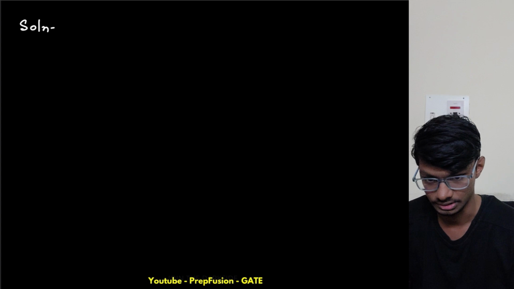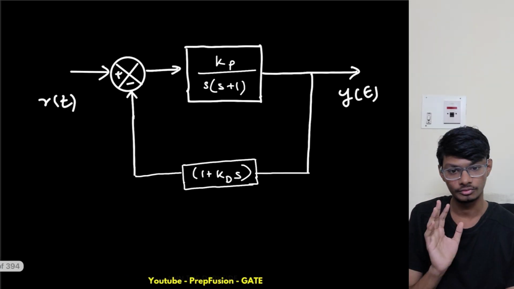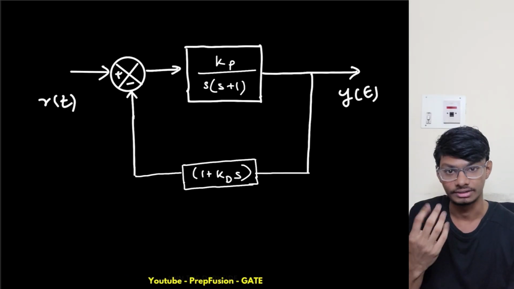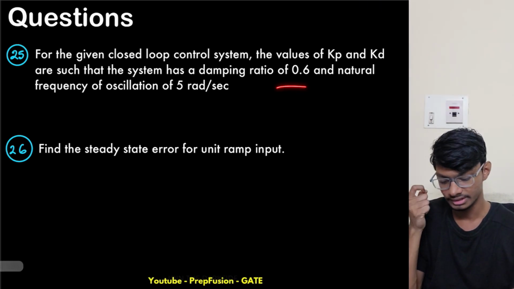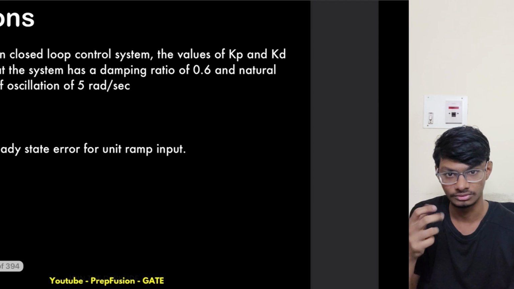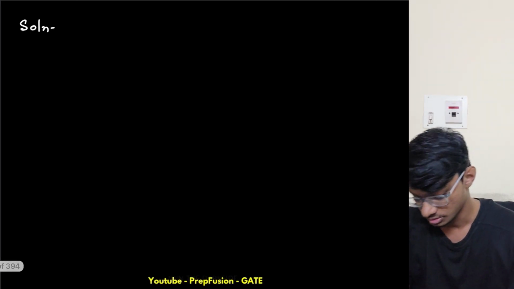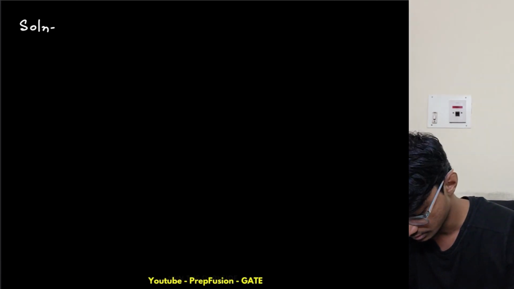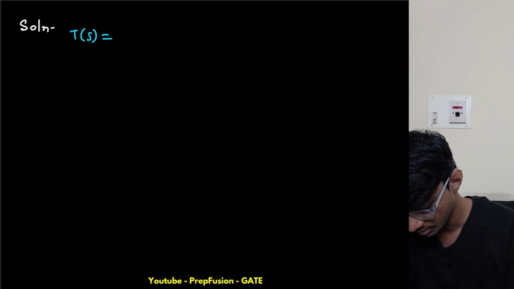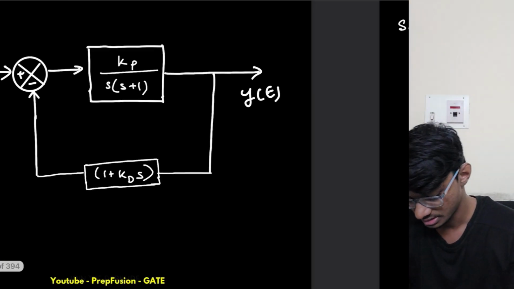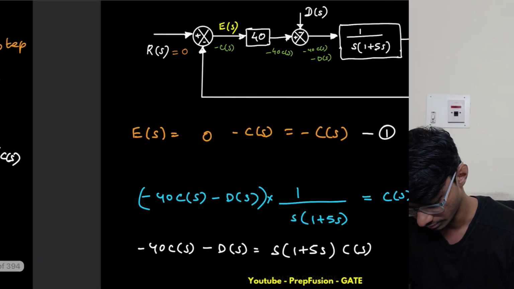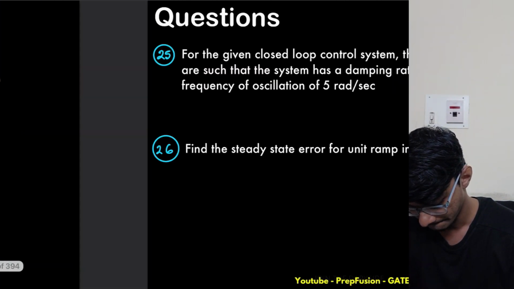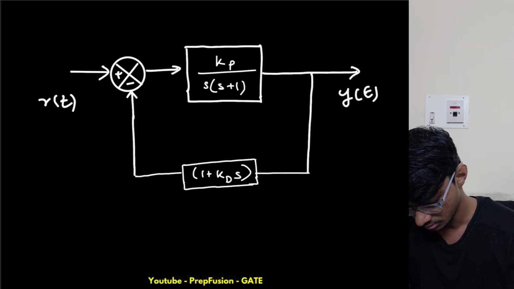So what will be the solution basically? First I will try to find the CLTF, because by finding the CLTF I can compare my omega n and zeta with the characteristic equation. So what will my CLTF be? T of s will simply be G upon 1 plus GH. Now what is G? G is this one.